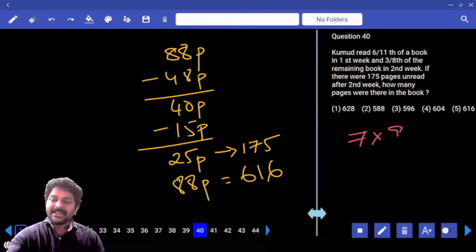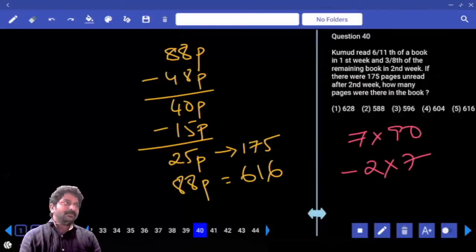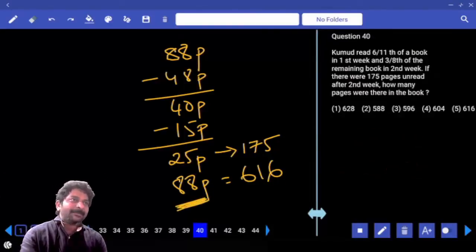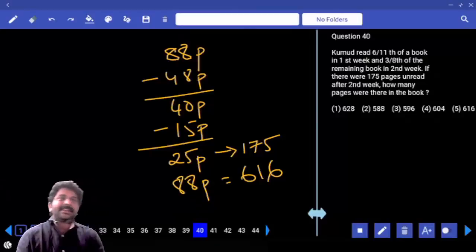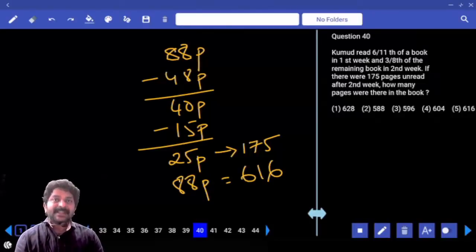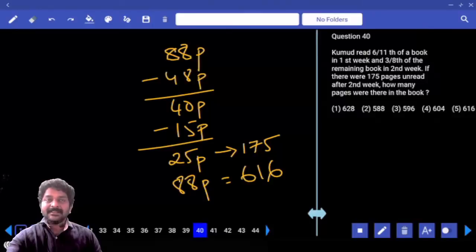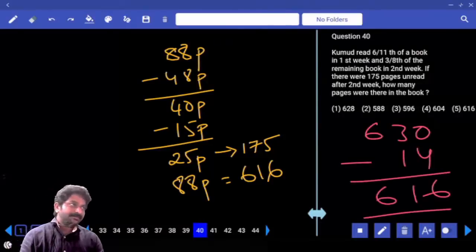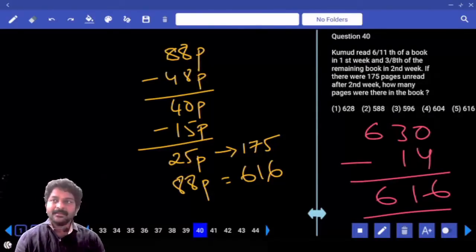Otherwise what you can go for is 7 times of 90 minus 2 times of 7 gives you 88 times only, right? We have to multiply by 88. Can I treat 88 as 90 minus 2? How many times? 7 times. 7 into 90, 630. From this how many times we have to subtract? What is 2 times of 7? If you subtract, answer is 616 only. That's what I told you. Okay? Right.